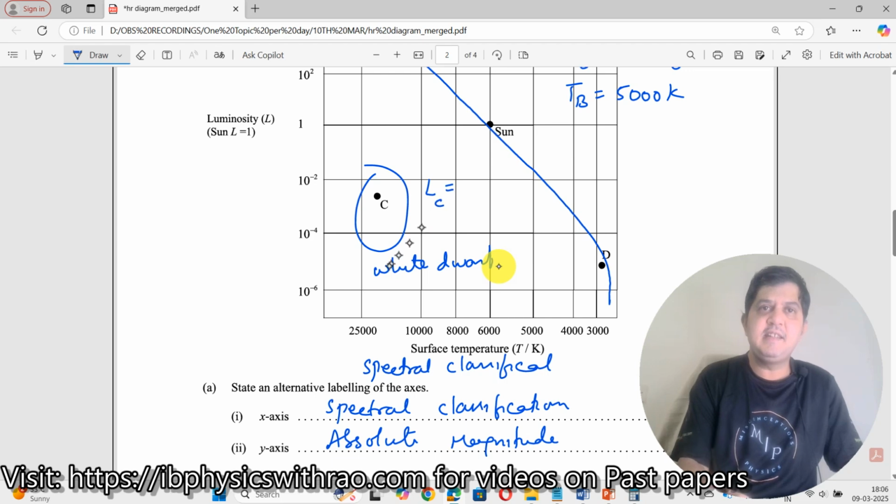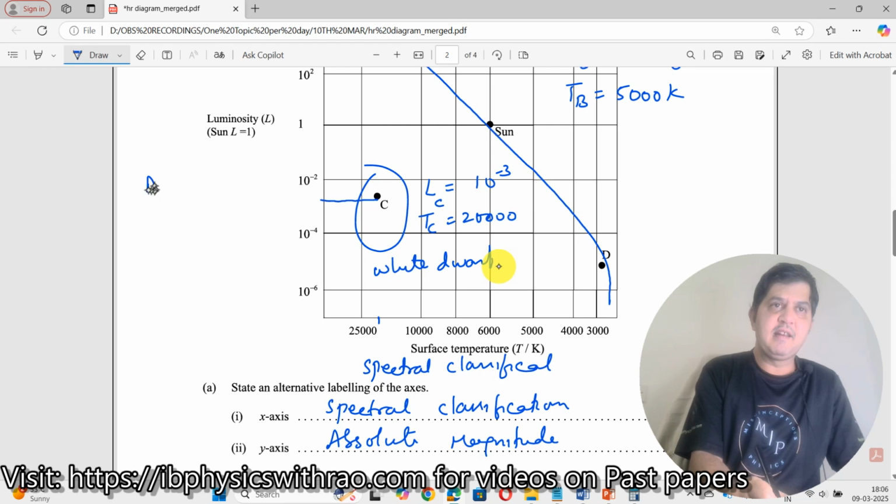Luminosity LC is equal to 10 power minus 2, 10 power minus 3. I'll make it approximately around 10 power minus 3 here. And temperature, what is the temperature here? This could be around 10,000, 20,000, 25,000. So TC could be around 20,000.